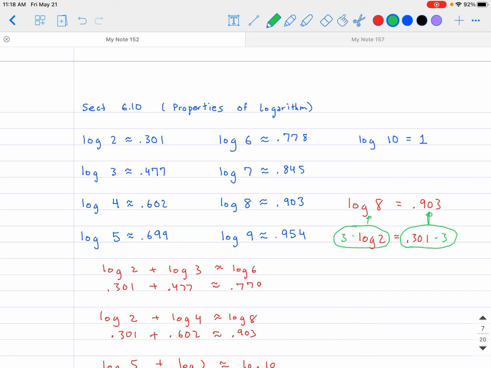So that is basically our conclusion then. So 3 times the log of 2 is equal to the log of 2 to the third, which is the same thing as the log of 8.